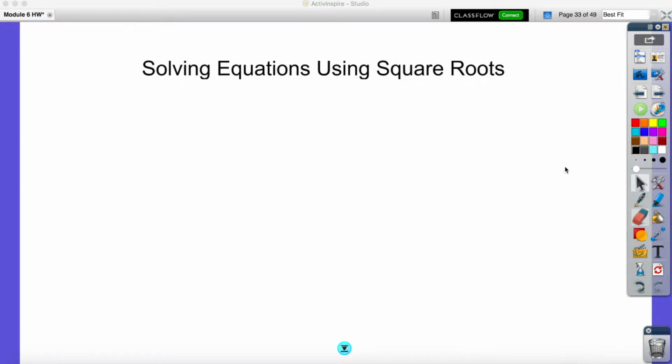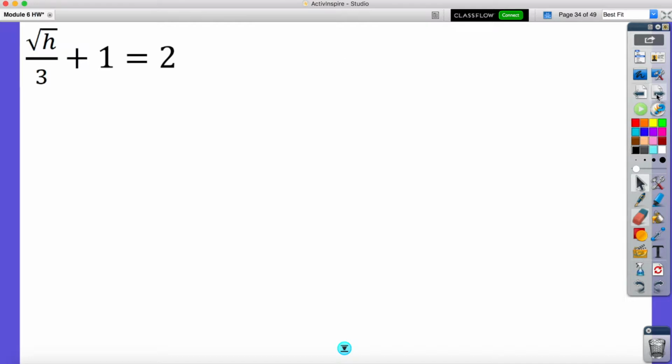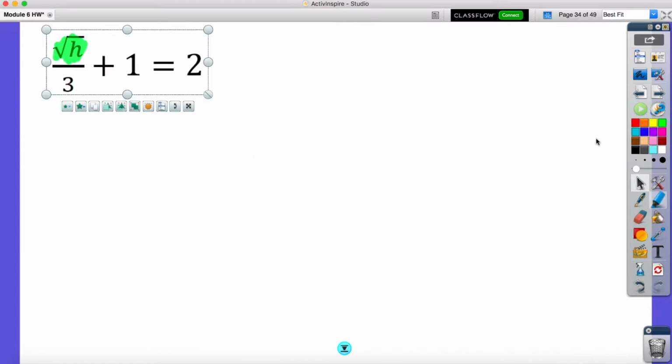Hey guys, today we're going to be looking at solving equations using square roots. What this means is we will have a square root somewhere in the problem. Your first step is to identify where the square root is, and our goal is to get rid of all the numbers around it. So in this example, I have radical h, and I am trying to get rid of everything around there.